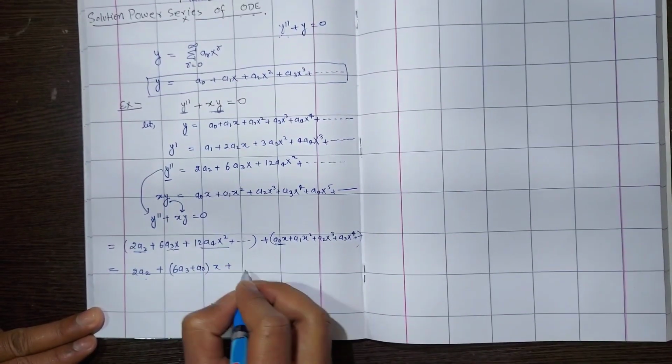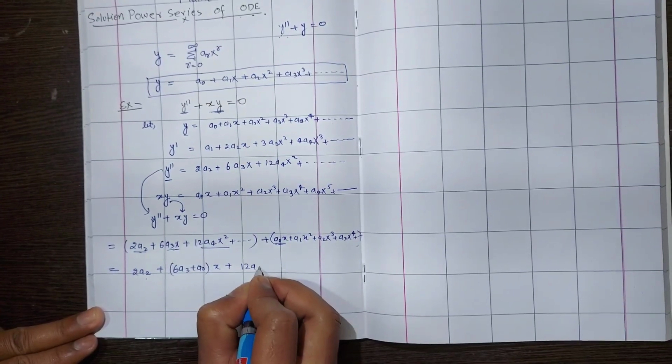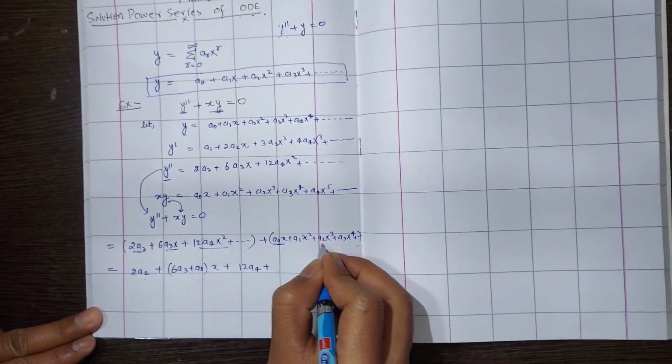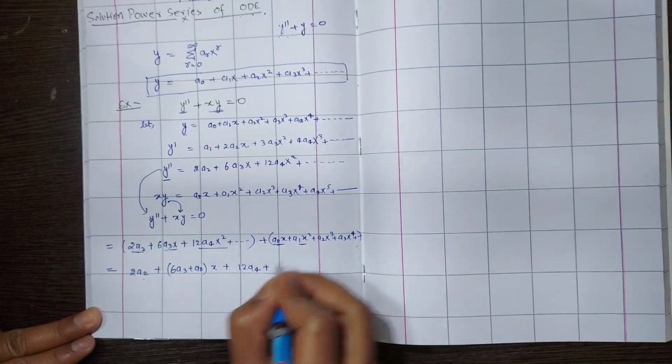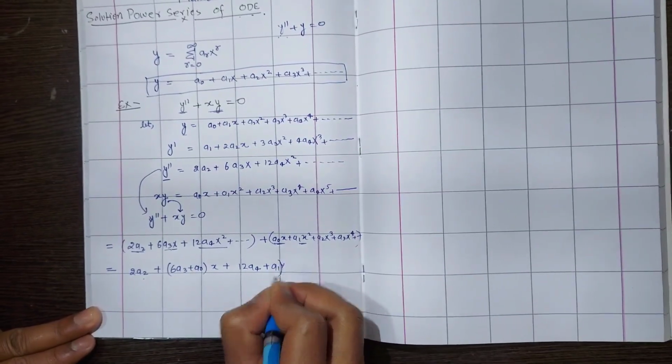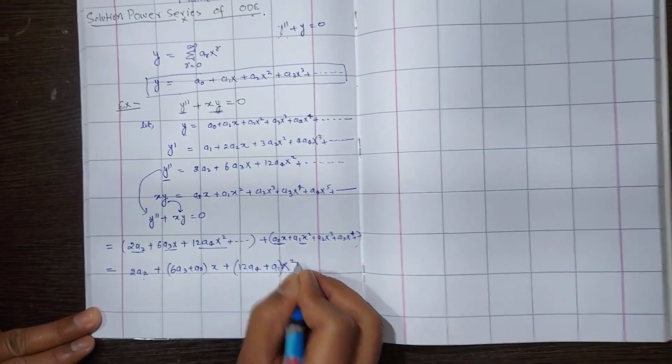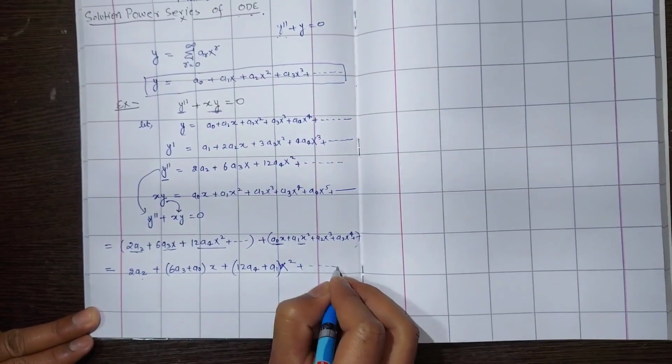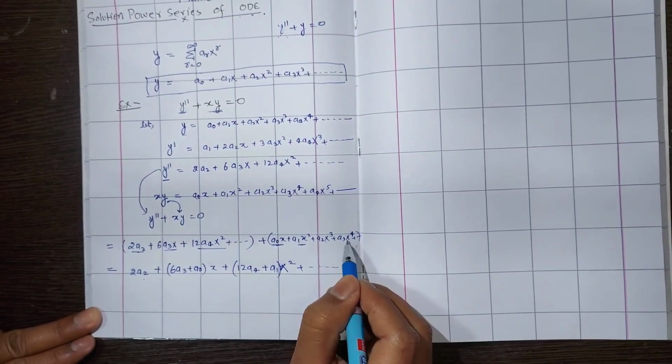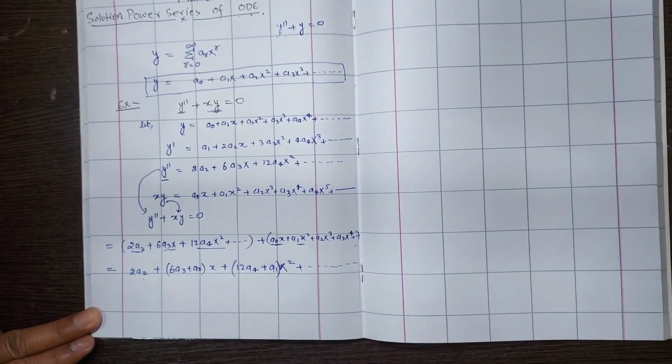Now what is the coefficient of x square? From here 12 times a4, and from here a1, and write x square. You can also write the x cube terms and x to the power 4 terms, in this way.